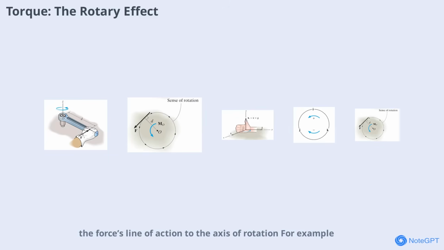For example, if you apply a force of 10 newtons at a distance of 2 meters from the axis, the resulting torque is 20 newton meters. This principle is crucial in biomechanics as it helps explain how our muscles and joints produce movement. The images here illustrate different ways torque can be generated and how it affects rotation around an axis.